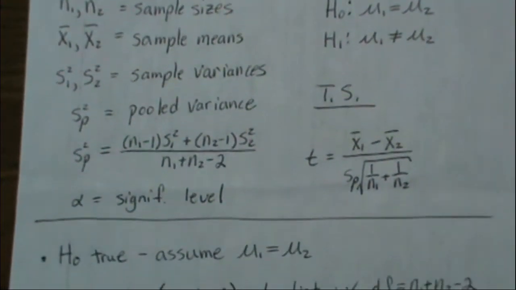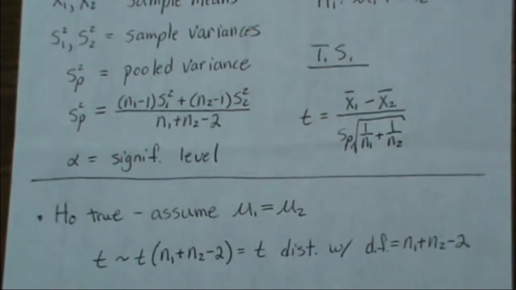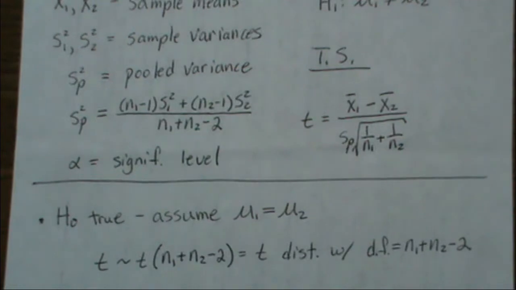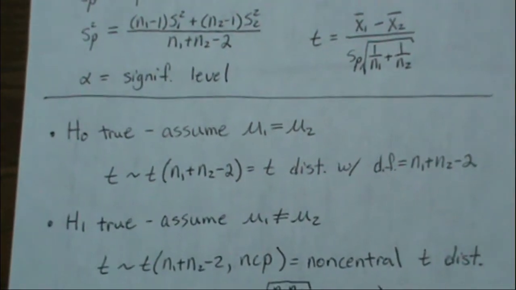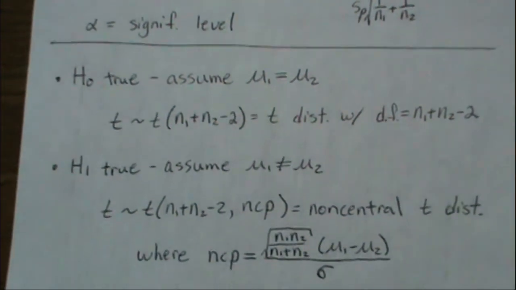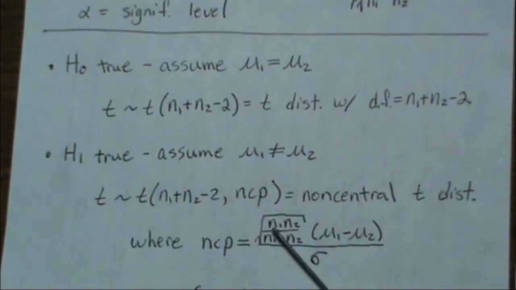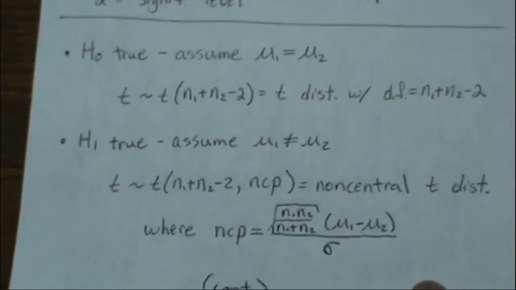And under the null hypothesis that the means are the same, this is a central t distribution with n1 plus n2 minus 2 degrees of freedom. Under the alternative, it becomes a non-central t distribution with the same degrees of freedom, but non-centrality parameter of this, the square root of the product of the Ns divided by the sum of the Ns, times the difference of the means over sigma.